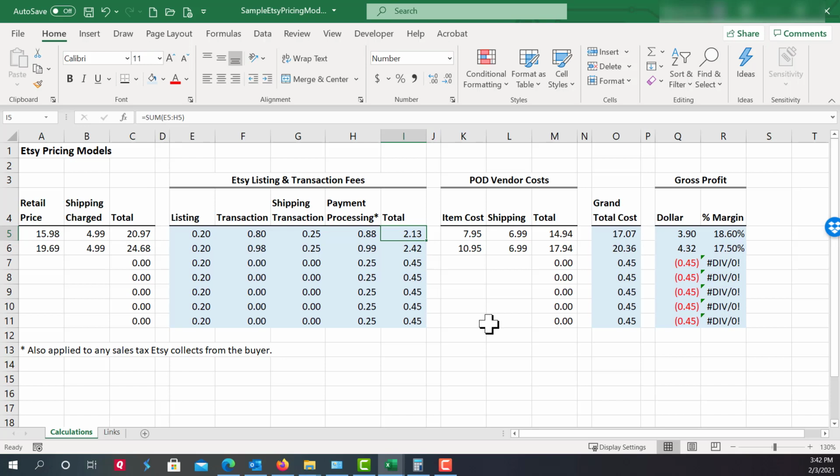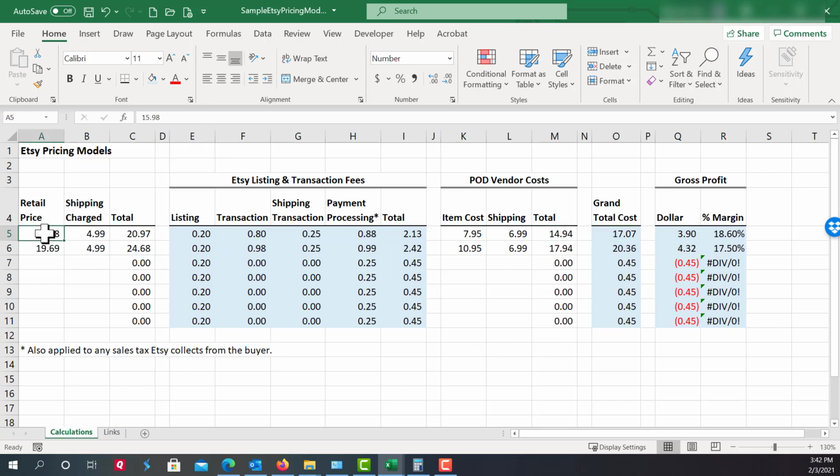So for this particular transaction, for this simple model, the total of the Etsy listing and transaction fees will be $2.13. Add that to my cost from the POD vendor, and I have a total cost of $17.07 with the pricing I have in here.